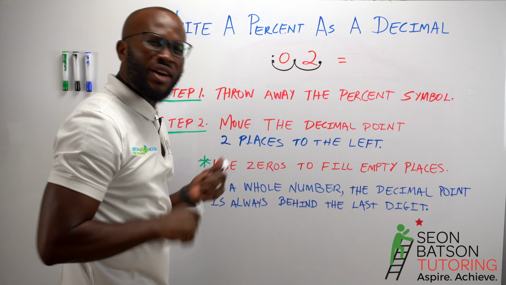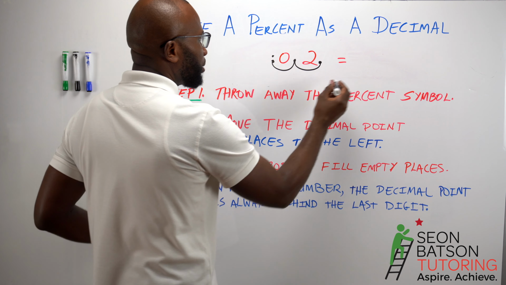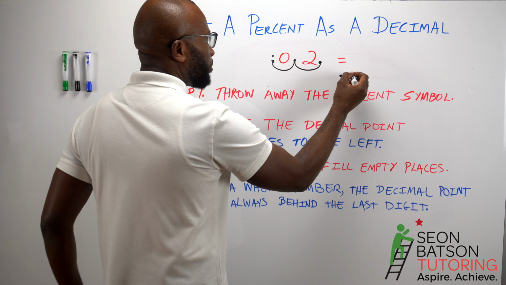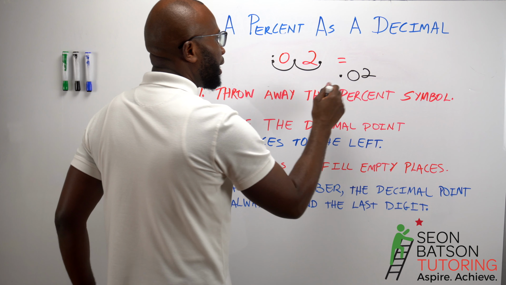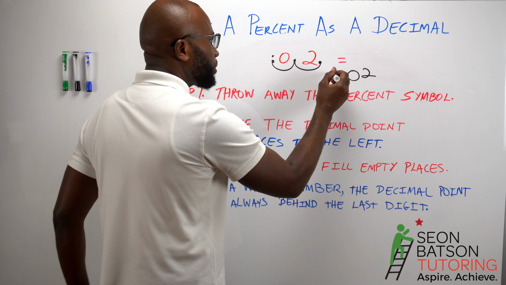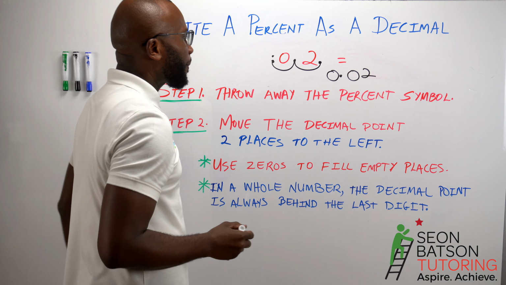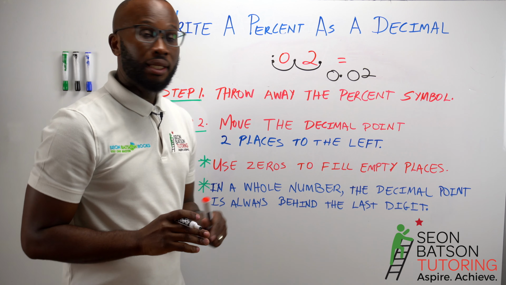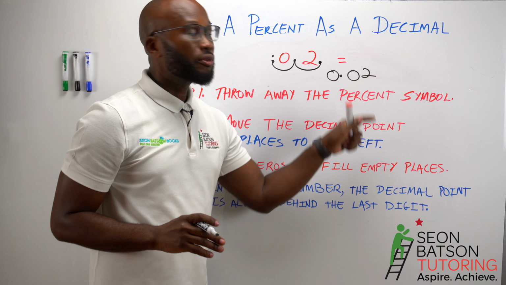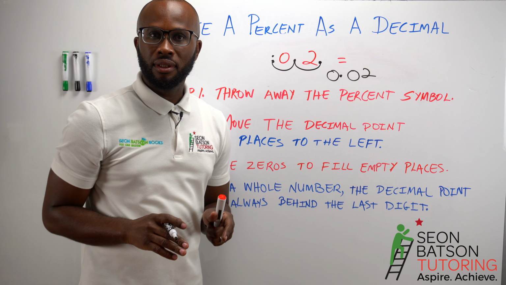Very good so far. So now we put our answer. We're going to put back our decimal point, put the 0, put the 2. Now we can always use a 0 to fill the empty ones place in front of the decimal point. So 2% is equal to 0.02 or 2 hundredths.